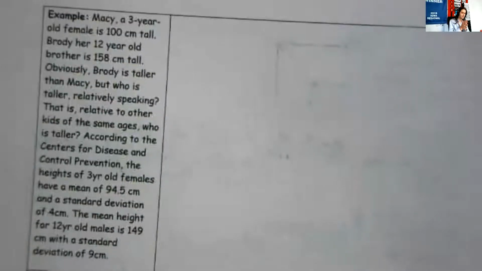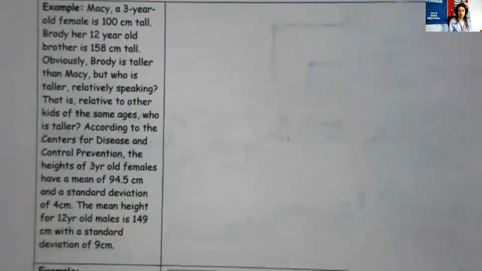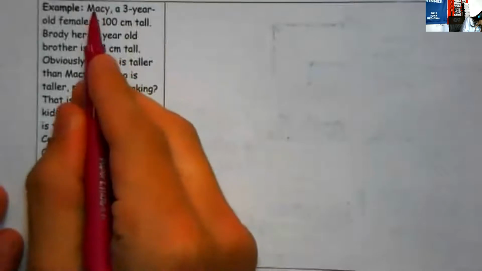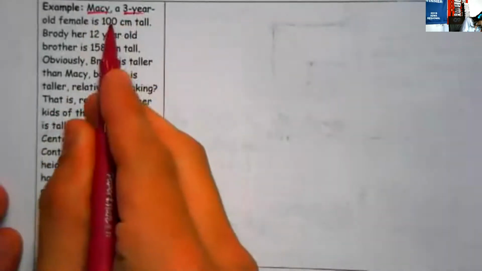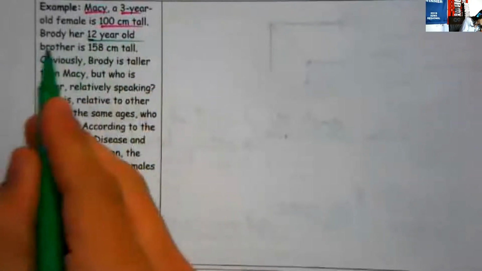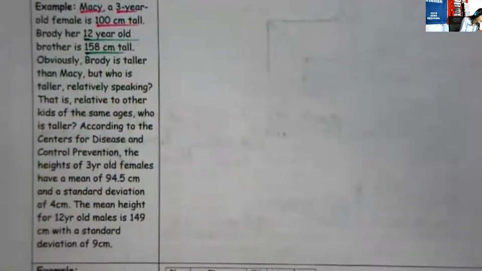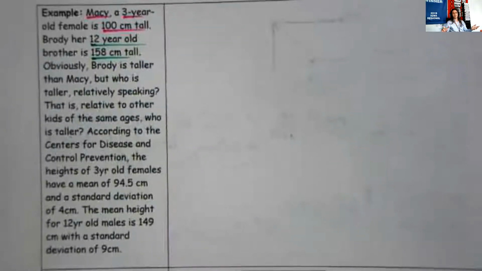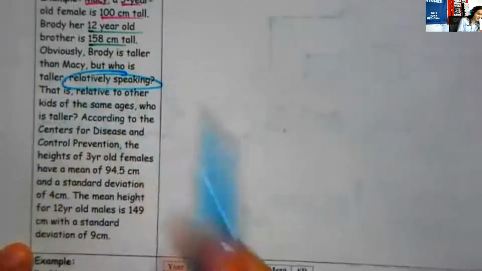Sometimes it's nice to make comparisons with z-scores, and I apologize for the block of text presented to you, but welcome to what AP questions look like. A block of text you've got to dig through. Macy is a 3-year-old female, 100 centimeters tall. Brody is a 12-year-old brother, 158 centimeters tall. Obviously, Brody is taller than Macy. But who is taller, relatively speaking?